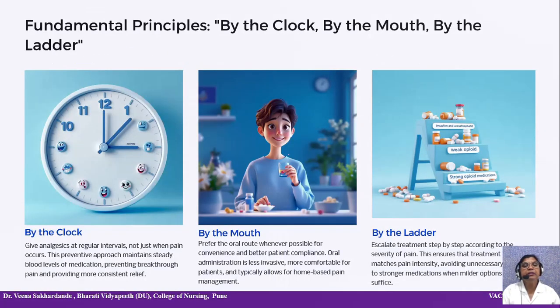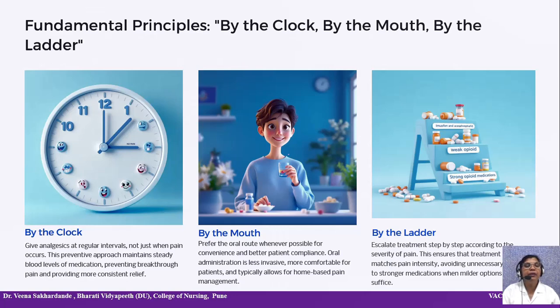Next are the fundamental principles: by the clock, by the mouth, by the ladder. This is a fundamental principle. Under this, the concept by the clock means as per the time schedule, as if the patient requires analgesics or painkillers twice a day or once a day. So it talks about by the clock.